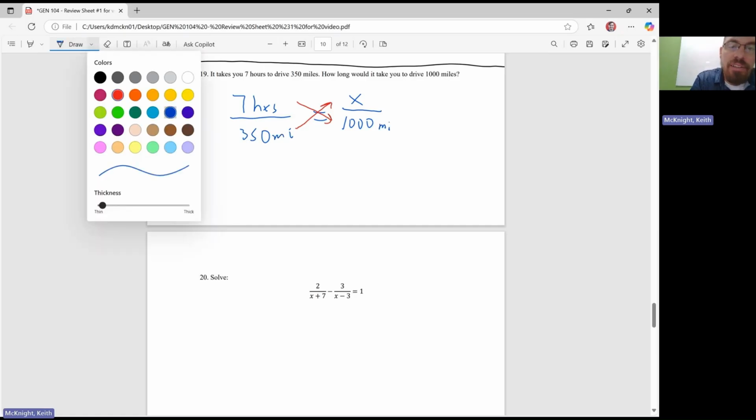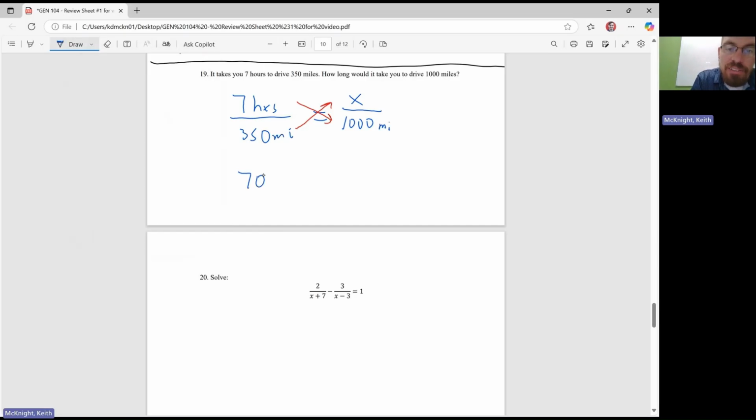So in order to do that, we're going to do 7 times 1,000, which is 7,000. It's got to equal 350 times X. Now we're going to solve for X because now we have an equation that is much nicer. So in order to solve for X, we're now going to divide by 350 on both sides. That way those cancel. So we're going to divide our 350s, those will cancel, and that will tell us what X equals. So if we do 7,000 divided by 350, what are we going to get? Well, we're going to get 20. So this tells us that it will take 20 hours to go 1,000 miles at the same rate that we went 350 miles in 7 hours.